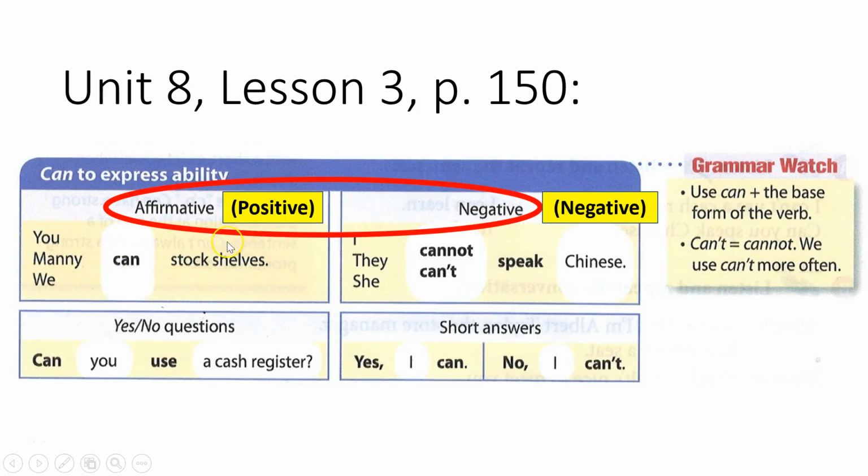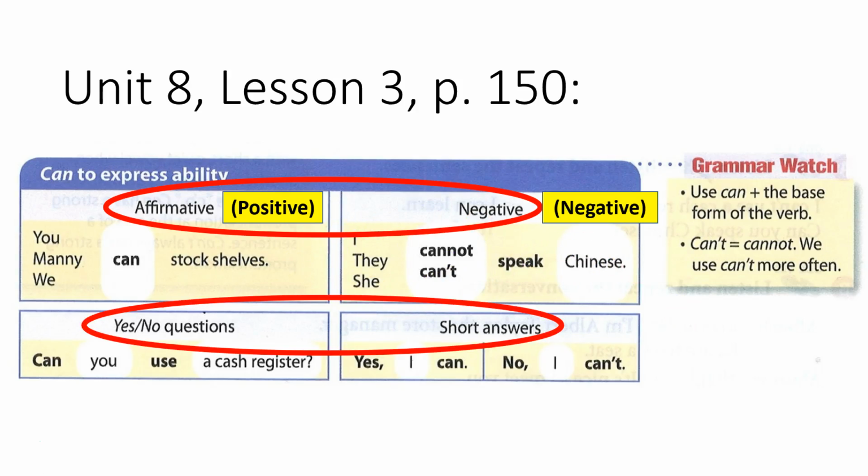These are positive sentences. On the other side are negative sentences like, I cannot speak Chinese, or they cannot speak Chinese. Sometimes we use can't in the same place as cannot. So maybe she can't speak Chinese. Positive and negative sentences. And in the bottom is talking about questions and answers.